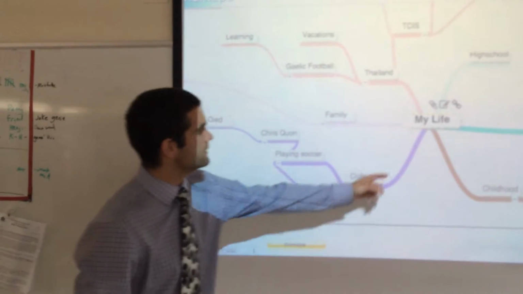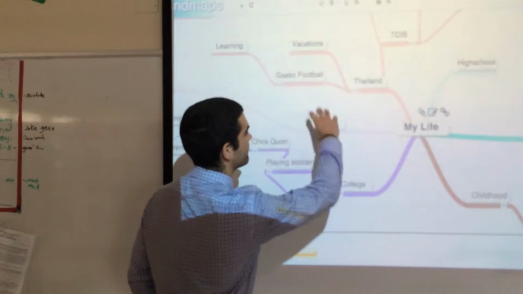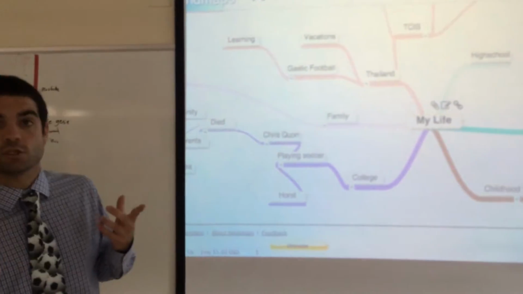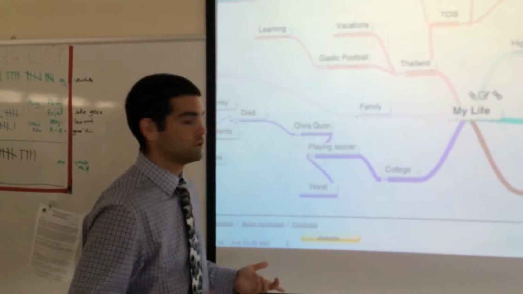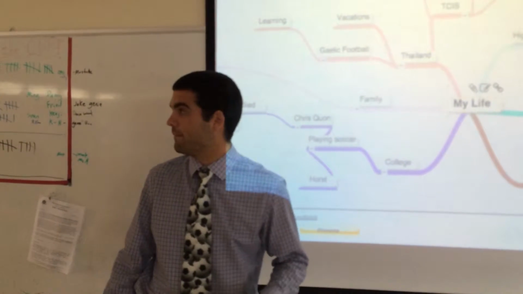And we made all of these different colored branches of different sections of our lives. So my college life, my family, Thailand, high school, childhood. And we were basically trying to whittle it down to a small branch of a brainstorm tree. But this is just one way you could use mind map.